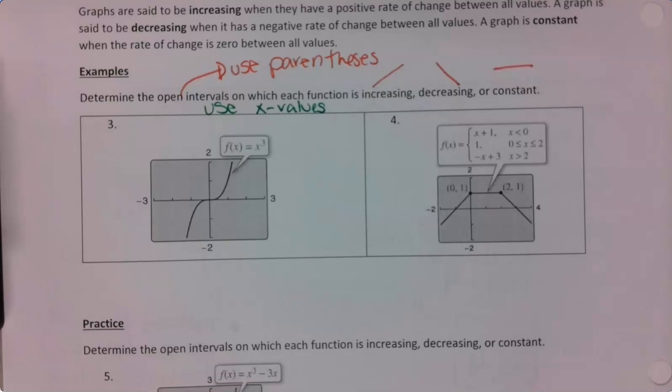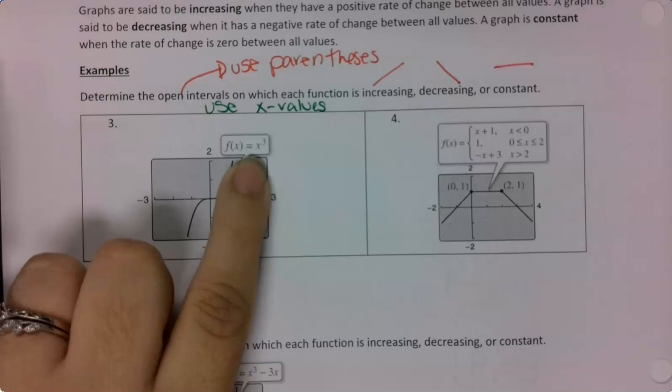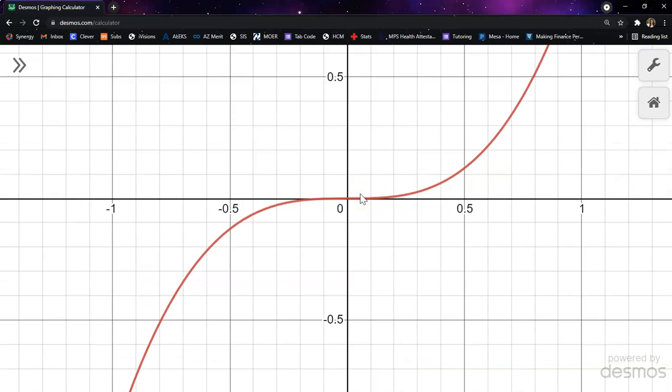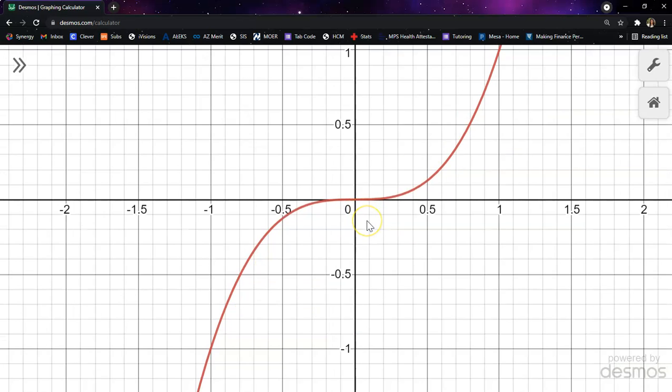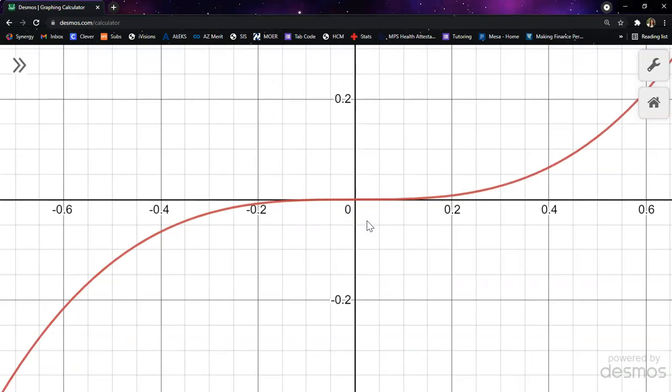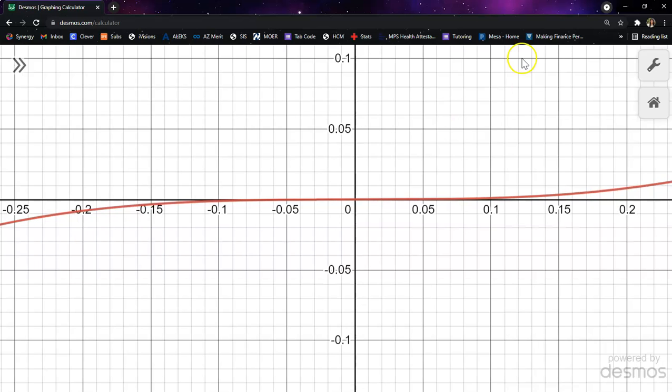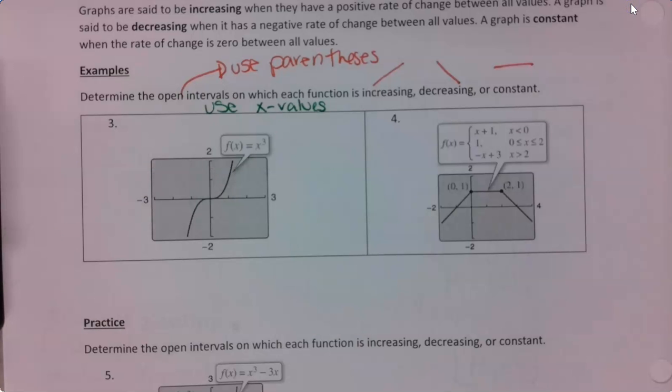So if I take a look at number 3, this one looks like it might have a flat line, but it also tells me the function, which is x cubed. So I'm going to go to Desmos to graph this. So notice, the more I zoom in, the more it's actually curving there, and it's not a flat line. So this one is always increasing.